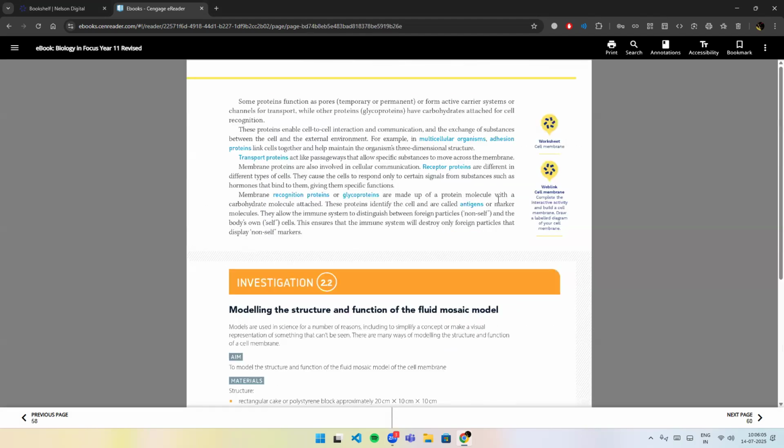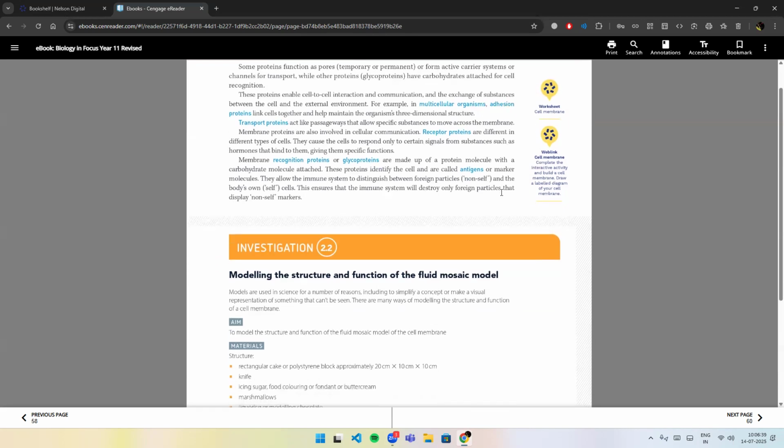Some proteins function as pores, temporary or permanent, or form active carrier systems or channels for transport, while other proteins have carbohydrates attached for cell recognition. These proteins enable cell-to-cell interaction and communication and the exchange of substances between the cell and the external environment. For example, in multicellular organisms, adhesion proteins link cells together and help maintain the organism's three-dimensional structure. Transport proteins act as passageways that allow specific substances to move across the membrane.